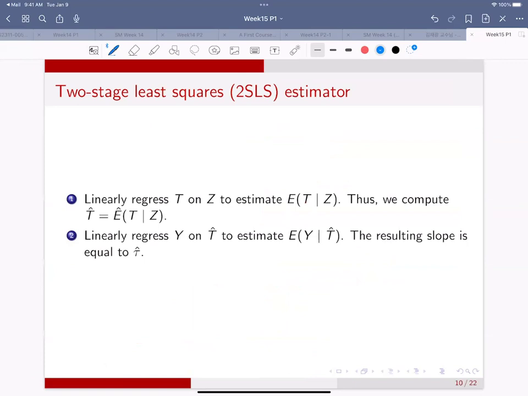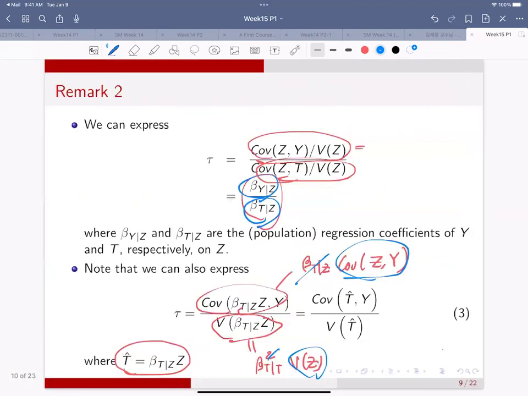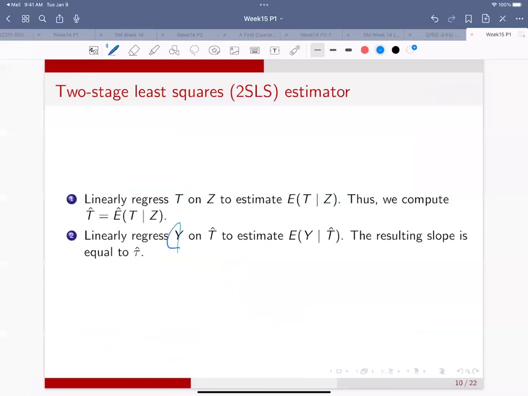So the first regression is of t on z, which gives us t hat, and then the regression of y on t hat estimates tau. That is basically here, right? Equation 3 means that tau can be obtained by regression of y on t hat. That is the two-stage least squares estimator.